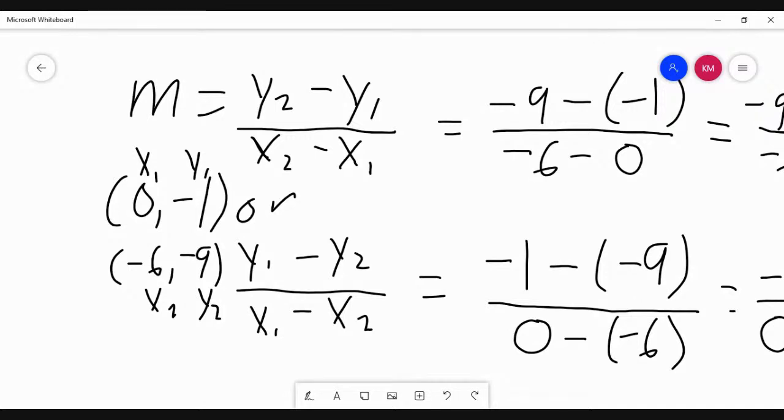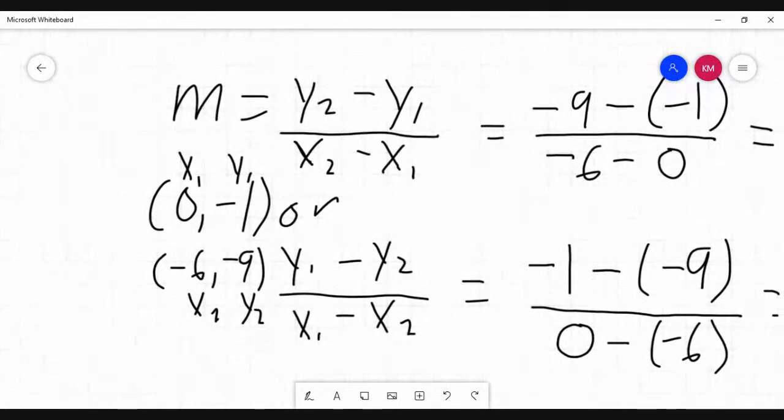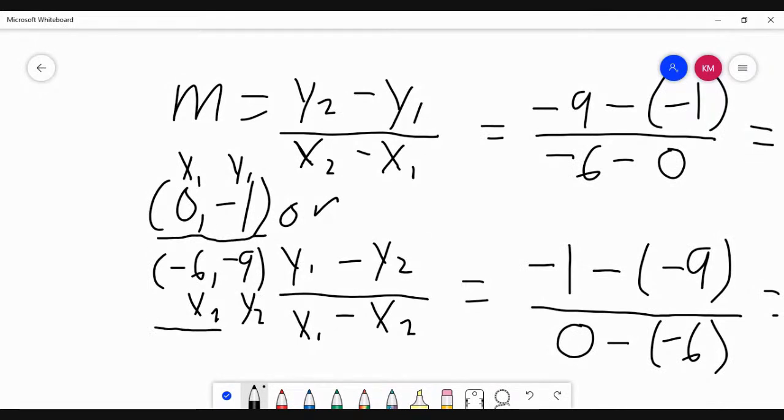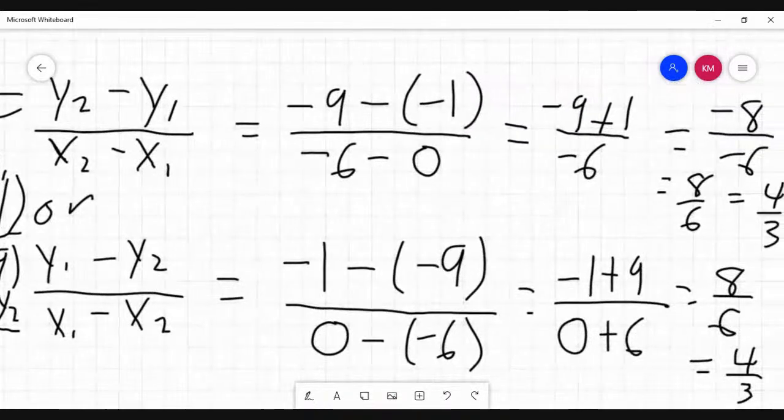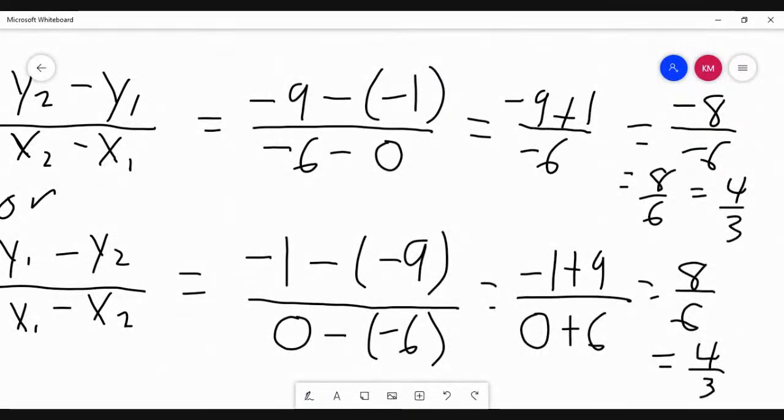Also, labeling is important. My first point, I made it x1, y1. My second point, I made it x2, y2. Simple. Because x is always the first coordinate, y is always the second coordinate. So in my first coordinate, the first x was 0, the first y was -1, the second x was -6, and the second y was -9. So once I have labeled, substitute. After I substitute, I can then solve each equation.